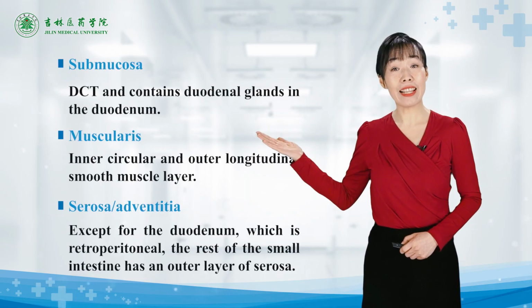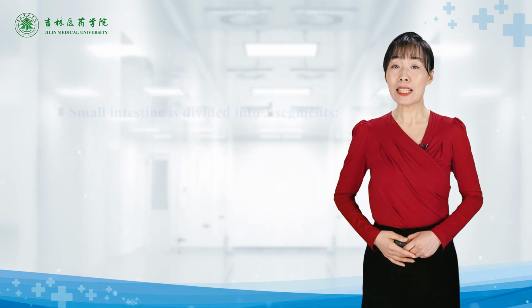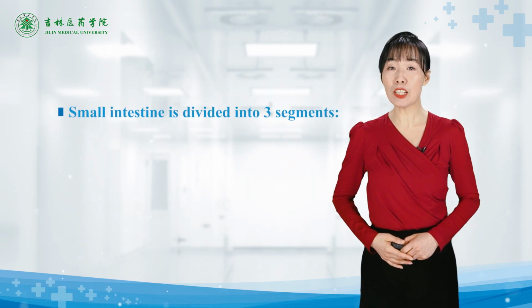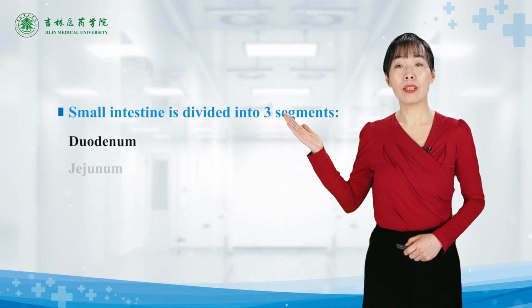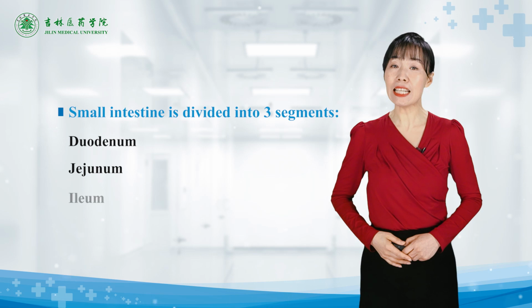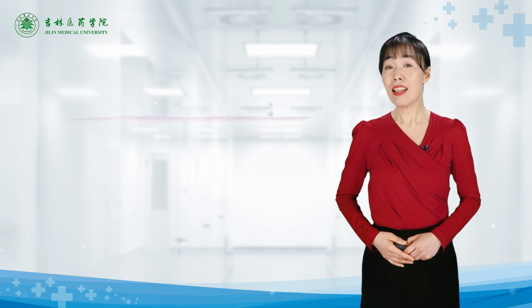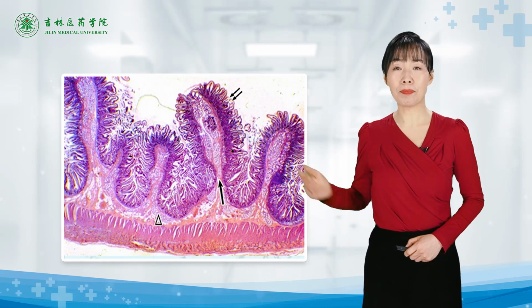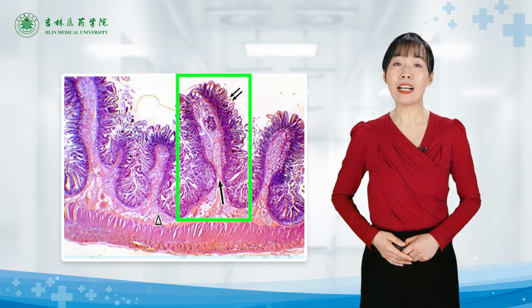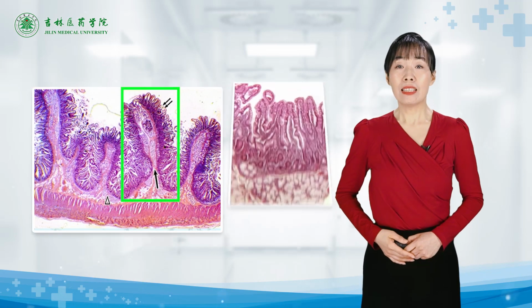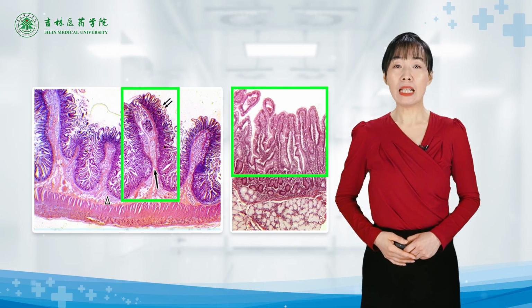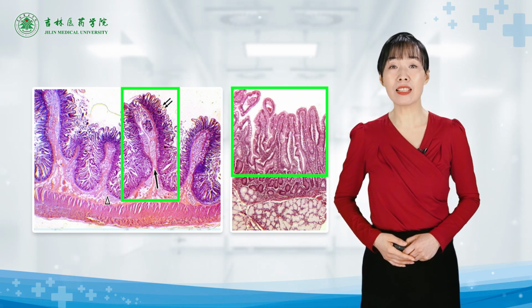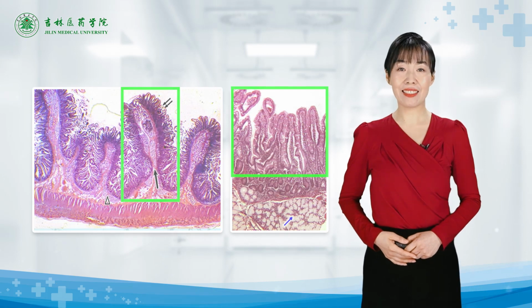These are other layers. Small intestine is divided into 3 segments: duodenum, jejunum, and ileum. This is duodenum. The plicae are developed. The intestinal villi are leaf-shaped. The submucosa contains duodenal glands.